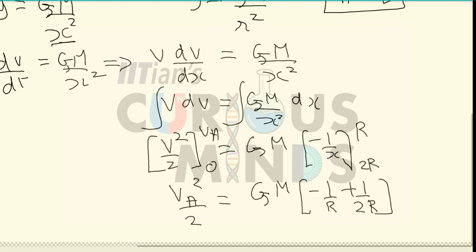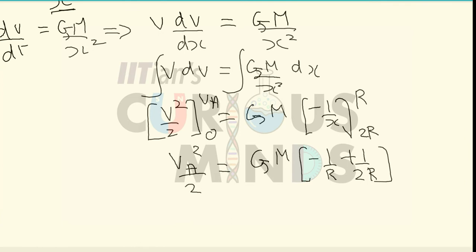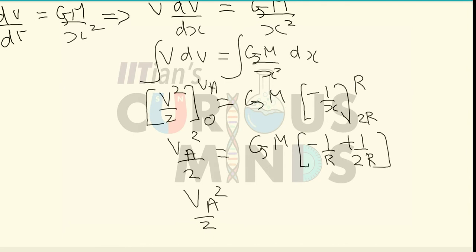This will be the formula. So VA square divided by 2 will be equal to, since the acceleration over here is in the direction of motion, GM into minus 1 by 2r.